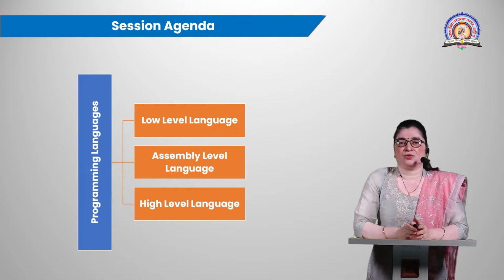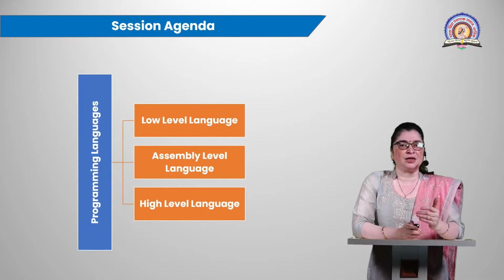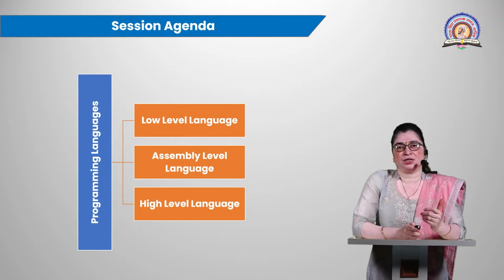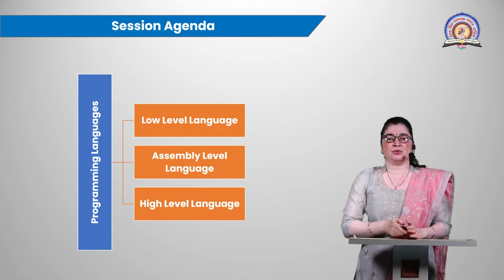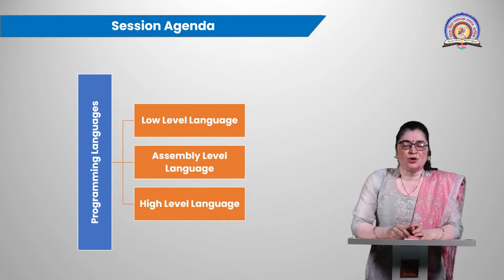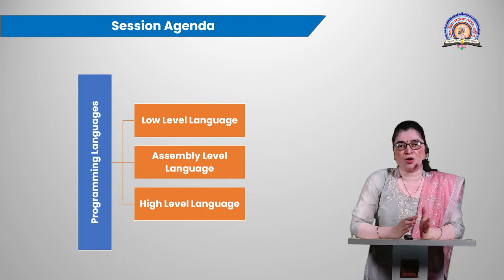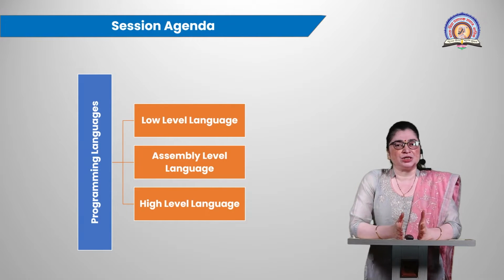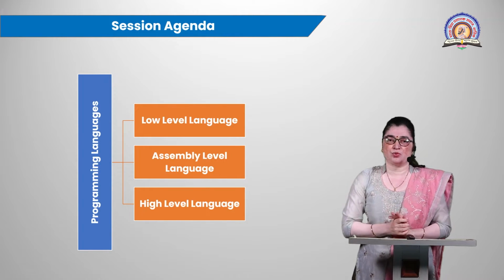In today's lecture, we are going to study the programming languages. Basically, there are three types of languages: low level language, assembly language, and higher level language. So, first of all, what is programming language? The program, it is a set of instruction, set of command which is given to the computer to perform a specific operation, to perform specific command. Certain instructions are given to computer. This set of instruction, it is known as program.